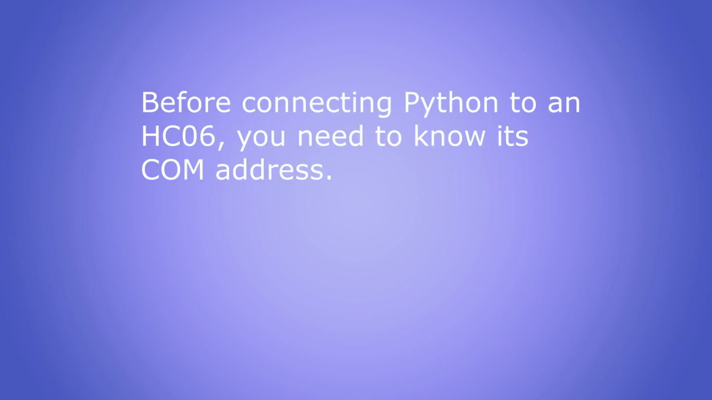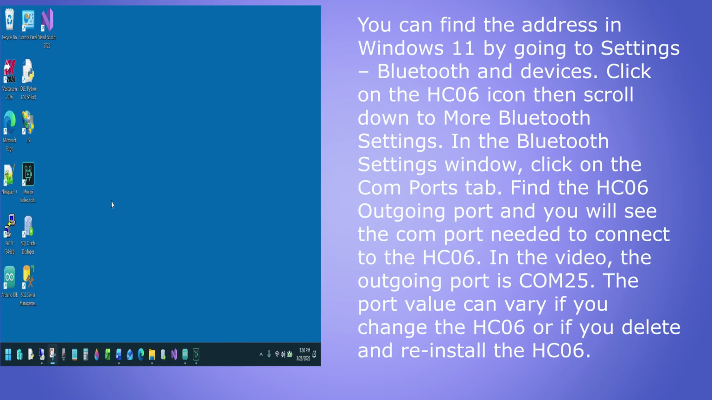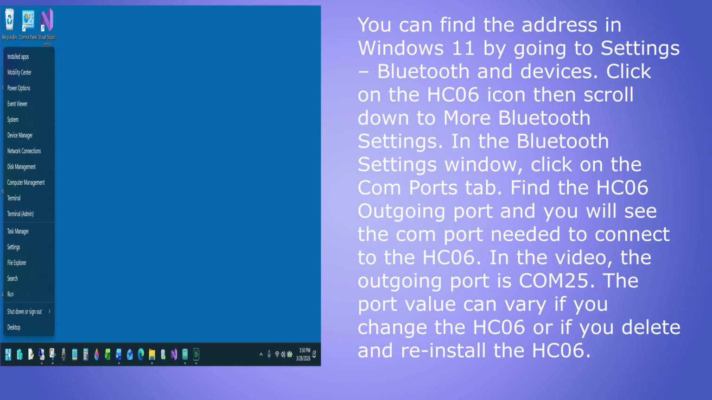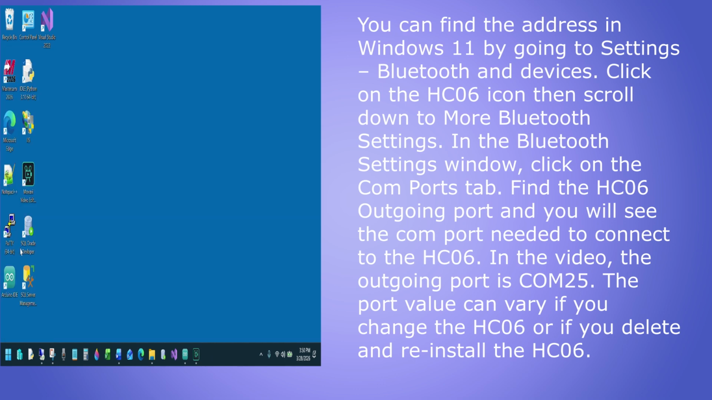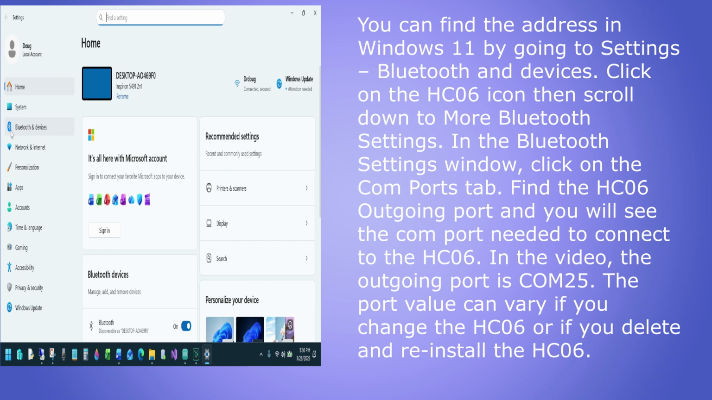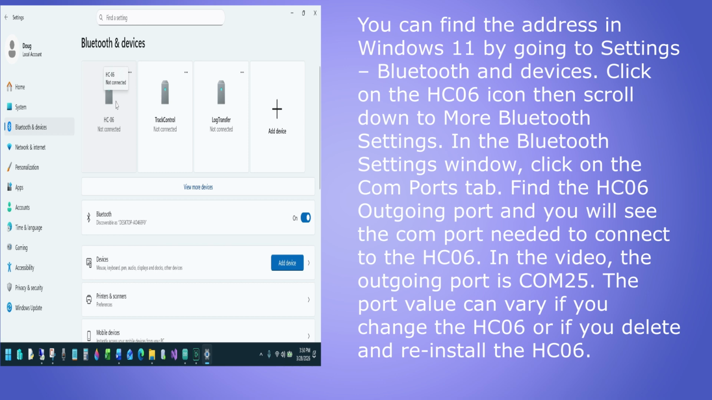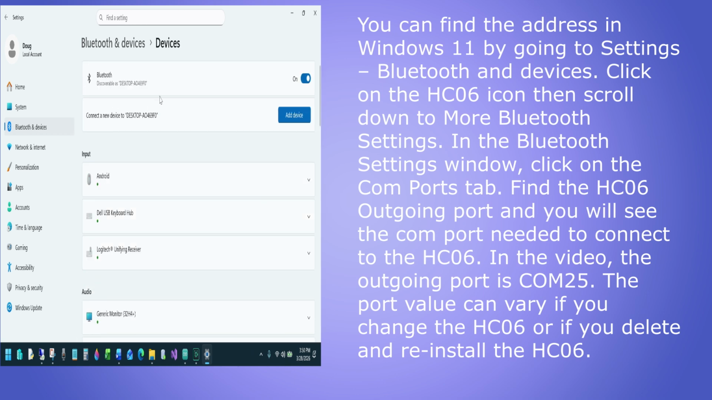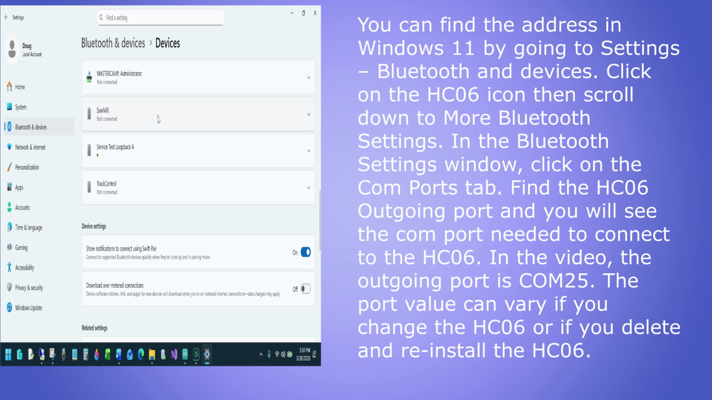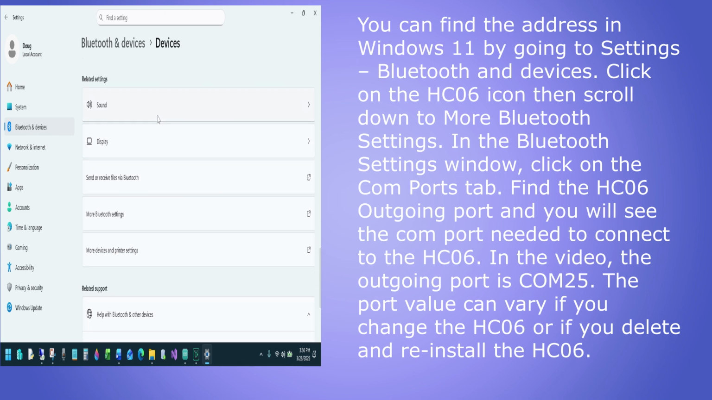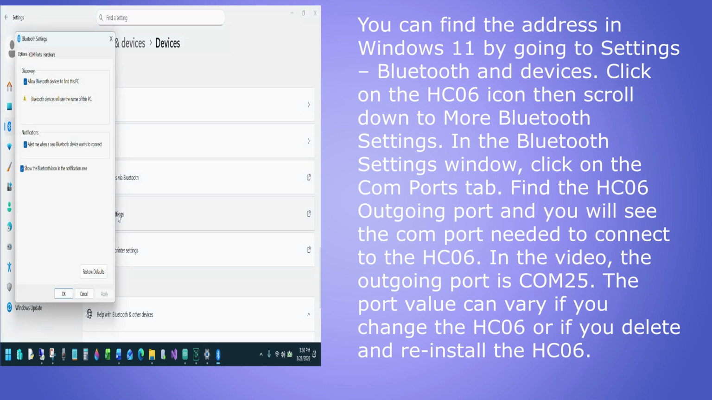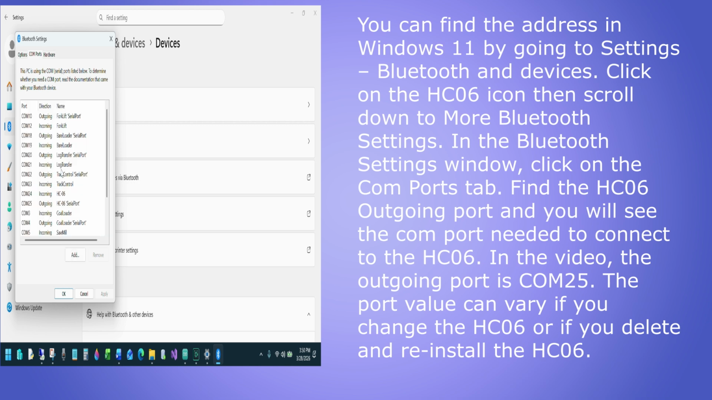Before connecting Python to an HC06, you need to know its COM address. You can find the address in Windows 11 by going to Settings, Bluetooth and Devices. Click on the HC06 icon, then scroll down to More Bluetooth Settings. In the Bluetooth Settings window, click on the COM Ports tab. Find the HC06 outgoing port, and you will see the COM port needed to connect to the HC06. In the video, the outgoing port is COM25. The port value can vary if you change the HC06 or if you delete and reinstall the HC06.